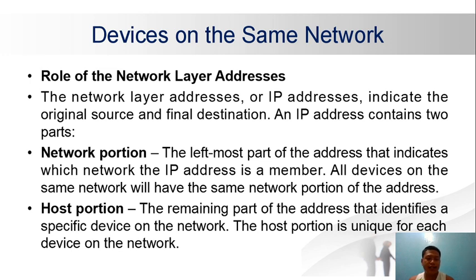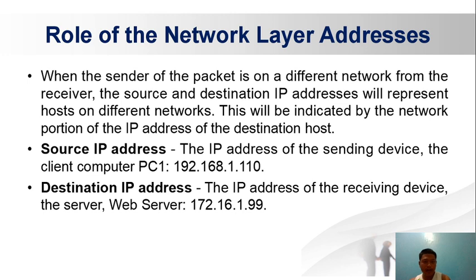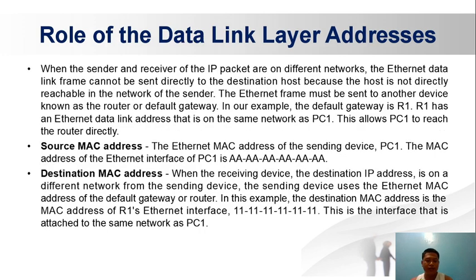Role of the network layer addresses. The network layer addresses, or IP addresses, indicate the original source and final destination. An IP address contains two parts: the network portion and the host portion. The source IP address is the IP address of the sending device, the client computer. The destination IP address is the IP address of the receiving device, the web server. Role of the data link layer addresses.